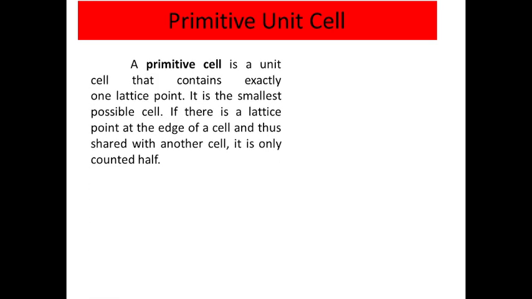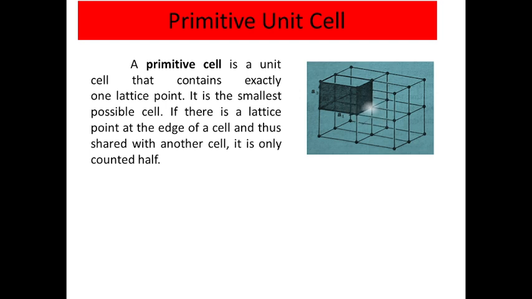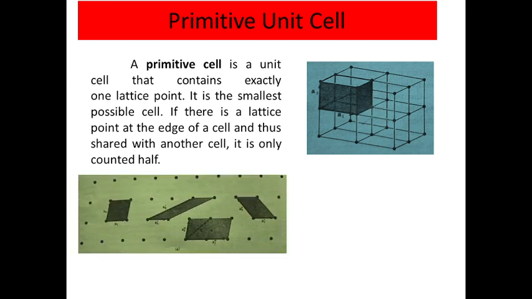Primitive unit cell. We understood unit cell. Then what is primitive unit cell? A primitive cell is a unit cell that contains exactly one lattice point. It is the smallest possible cell. If there is a lattice point at the edge of a cell and thus shared with another cell, it is only counted half. This is the primitive cell in 3 dimension, and this is the primitive cell in 2 dimension.